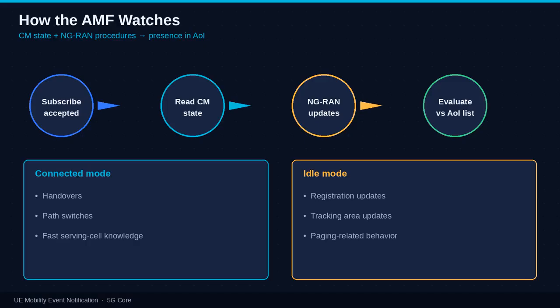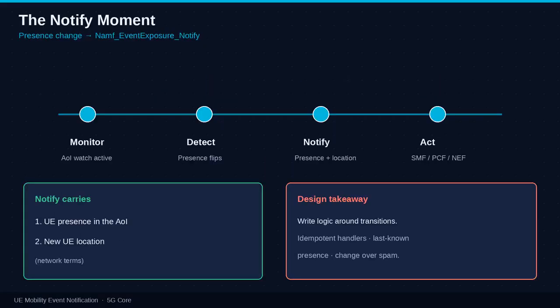So monitoring is not a GPS poll. It is standards native presence logic, CM aware, RAN informed, AOI scoped. The payoff moment is detection. Upon detecting a change of the UE presence in the area of interest, the AMF notifies the subscribed NF consumer. The notify carries two linked facts: the UE presence in the area of interest and the new UE location.